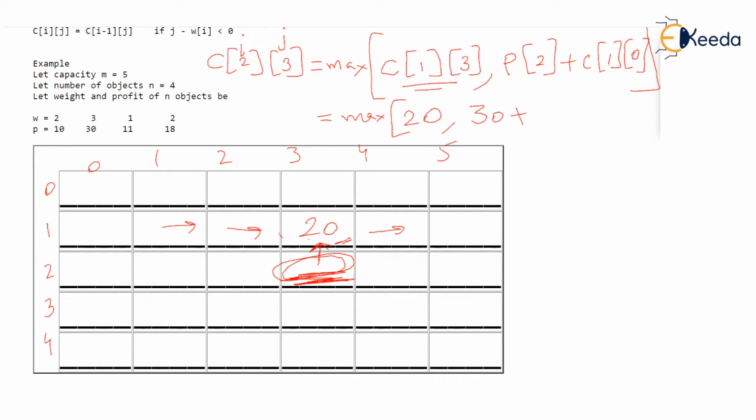Now watch this element, C10, this element which I am marking in the matrix. C10 anyway is 0. All the elements in column 0 are 0. So this is 30 plus 0. Here we go in the formula. Now the maximum between these two is obviously 30, isn't it? And the element that was under inspection, C23, has come out to be 30. That's how we got this value as 30.